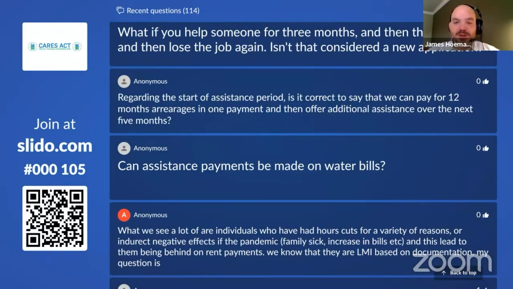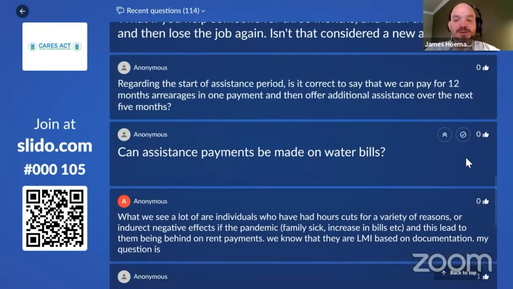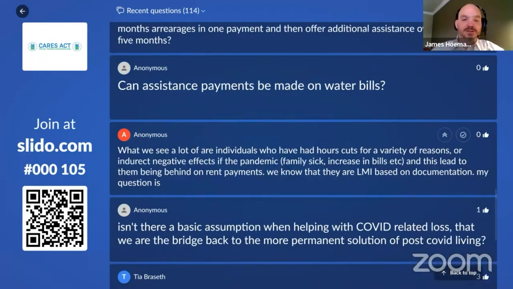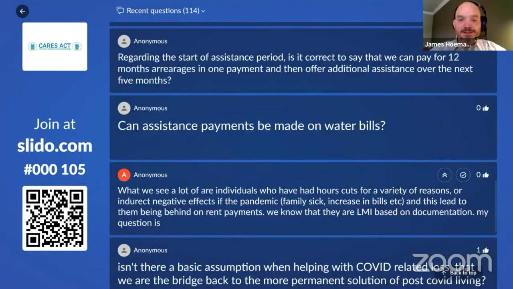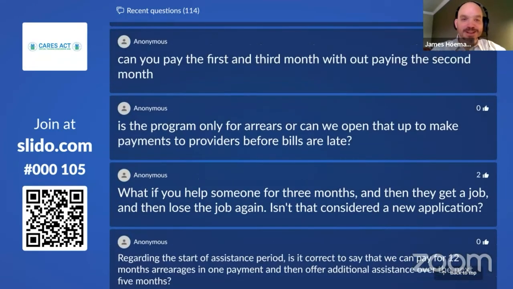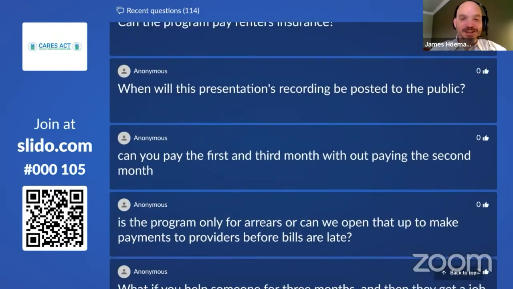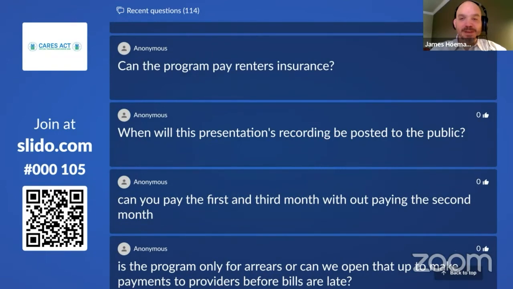If you can scroll that one up a little bit so I can see the rest of it, because all I see is my question is. I guess that's it. So we'll see if we can find the other half of that question here somewhere.